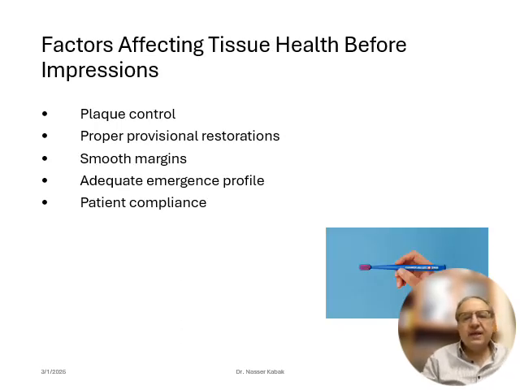What are the factors that will affect the tissue's health before impression? First, the compliance of the patient and plaque control. This is very important. The patient should understand his role regarding the health of the gingival tissues. A proper provisional restoration is also mandatory, with smooth margins and an adequate emergence profile. The emergence profile is the part of the crown where it meets the gingival tissues, and if it's properly executed, it will lead to proper gingival health.